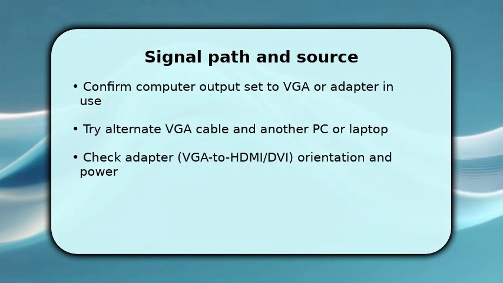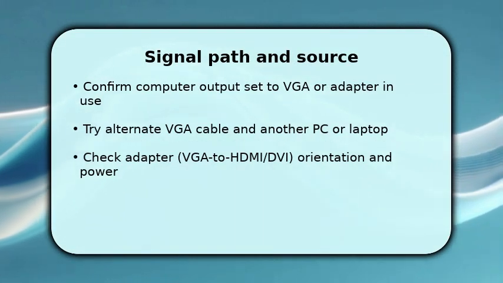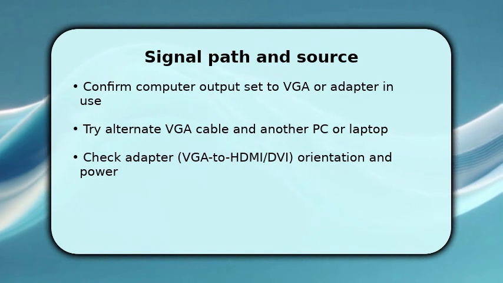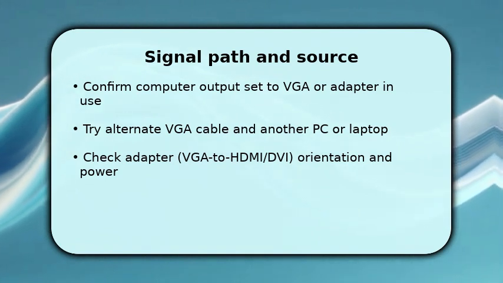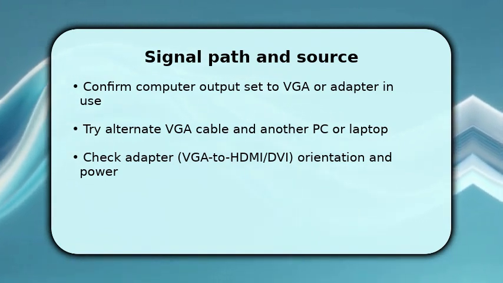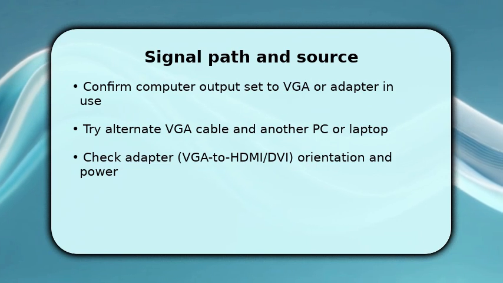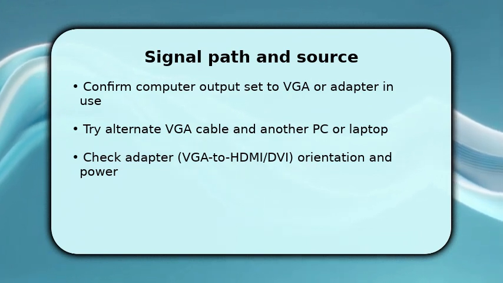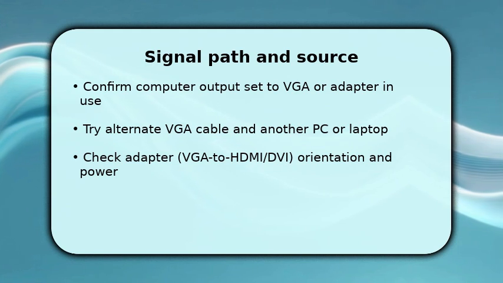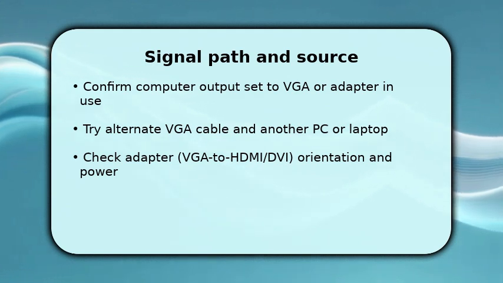First, make sure your computer is outputting to the VGA port. Use the display switch key or operating system display settings to enable the external monitor. Then, swap the VGA cable for a spare and connect the monitor to a second computer or laptop to confirm the monitor receives a signal.